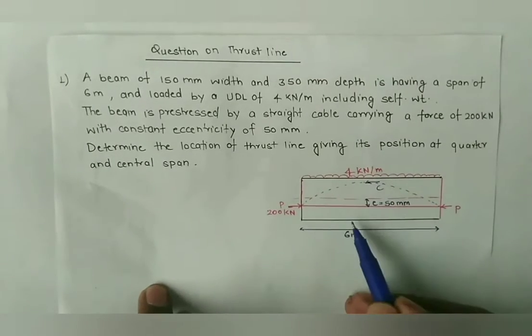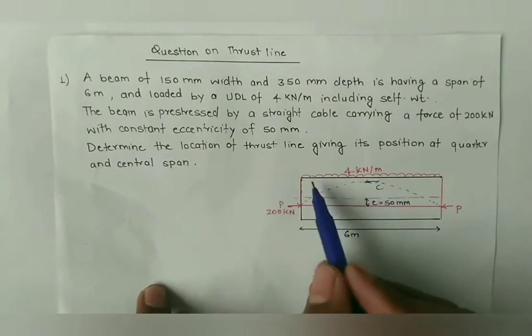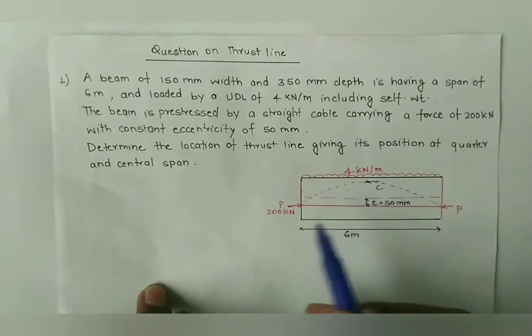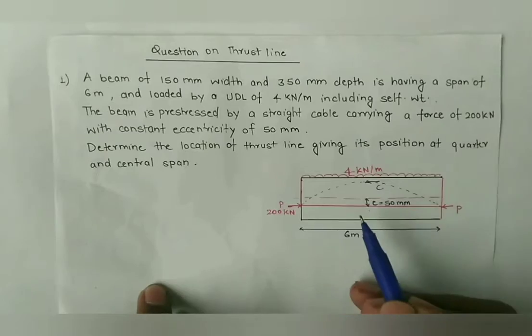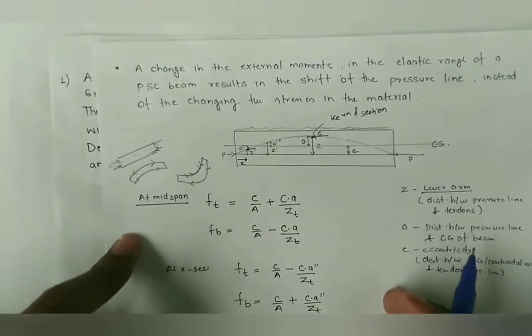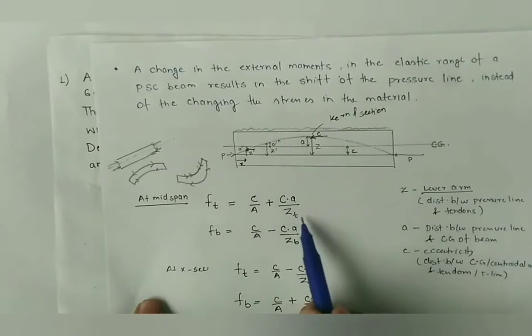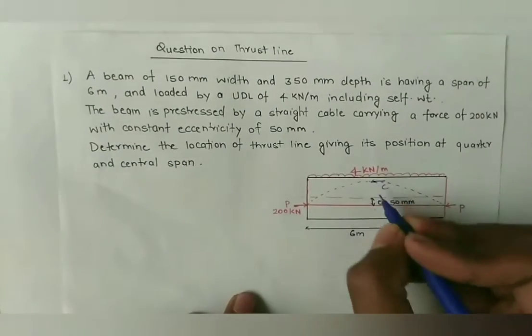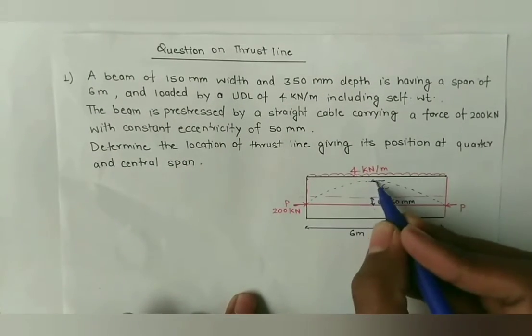Now how we will solve this question? We will calculate the stresses in the top fiber at mid span by two methods. First by stress concept and other by pressure line concept. In the previous video I told you how to write the stresses at top fiber due to the pressure concept: Ft is equal to C by A plus C a upon Zt.